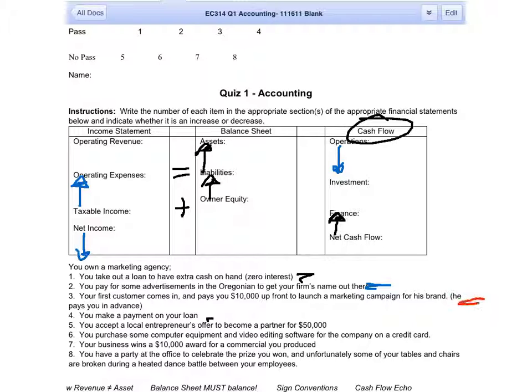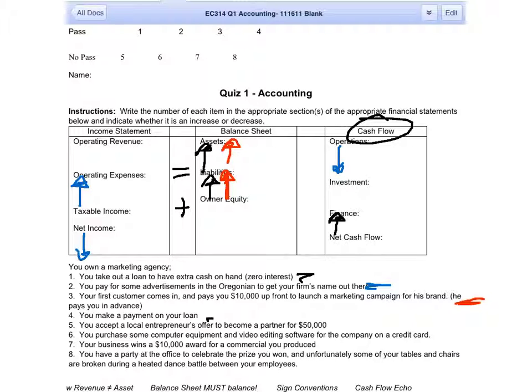First customer comes in and pays you $10,000 up front to launch a marketing campaign for his brand. He pays you in advance. Now those advance payments, remember, are always going to be liabilities to you. You owe somebody else money even though they gave you the money ahead of time. But it's balanced off by this increase in assets because you do have that cash available to you.